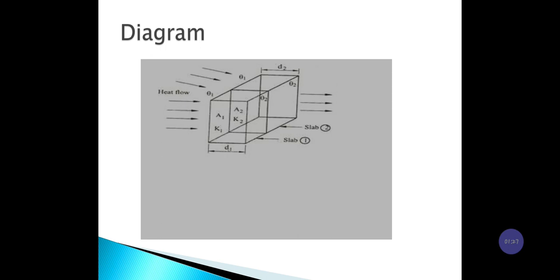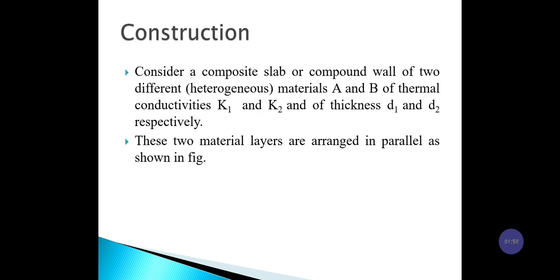Theta 1 and theta 2 are the temperature notation, theta 1 is for slab 1 and theta 2 is for slab 2. D1 and D2 are the thickness of the material which we have taken. So this is the diagrammatic part. Now let us see how it has been constructed.